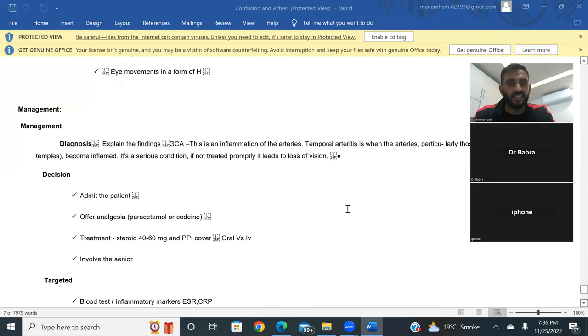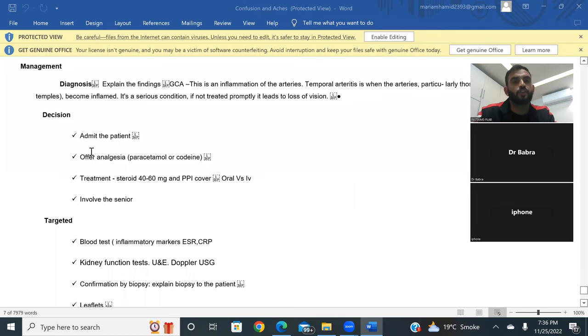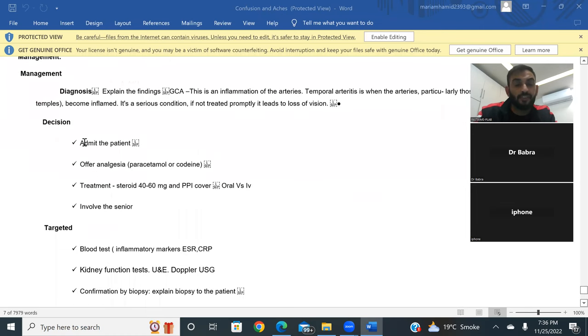Yeah, so the key point is that the curtains are down, that any sudden vision loss is an emergency. Okay. If you are in the emergency, you are going to admit. But here you are not in the emergency because we put all the treatment together. In this scenario, you are going to offer paracetamol, steroid, involve the senior. And in this scenario, you are going to send immediately to the ophthalmologist.